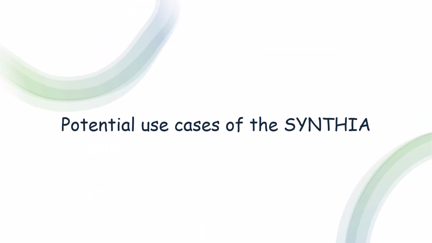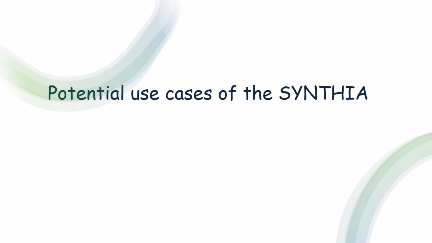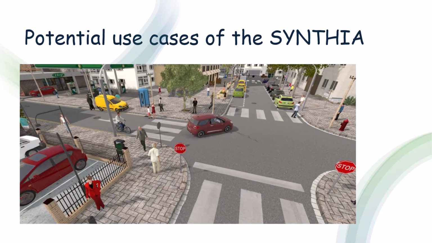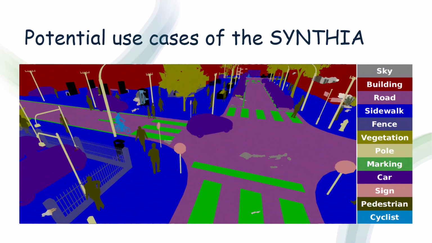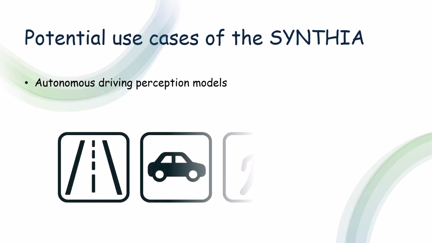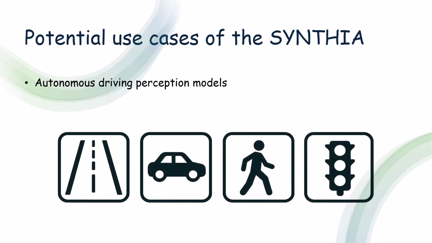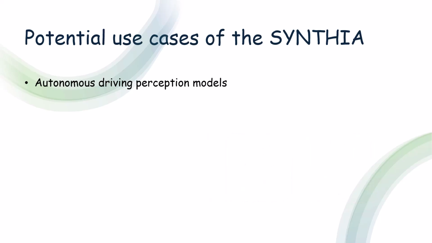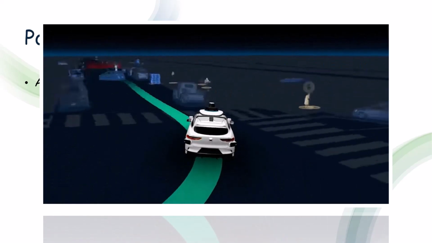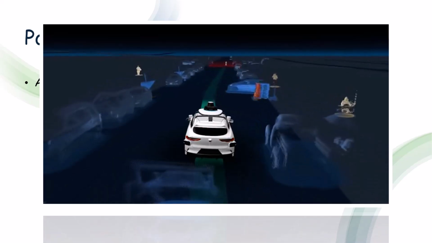Potential use cases of SYNTHIA. It's widely used for autonomous driving research thanks to its detailed pixel-level annotations and realistic city scenes. One of its main uses is in autonomous driving perception models, where it helps train systems to recognize roads, lanes, vehicles, pedestrians, and traffic signs. It's perfect for developing self-driving technologies and driver assistance systems.